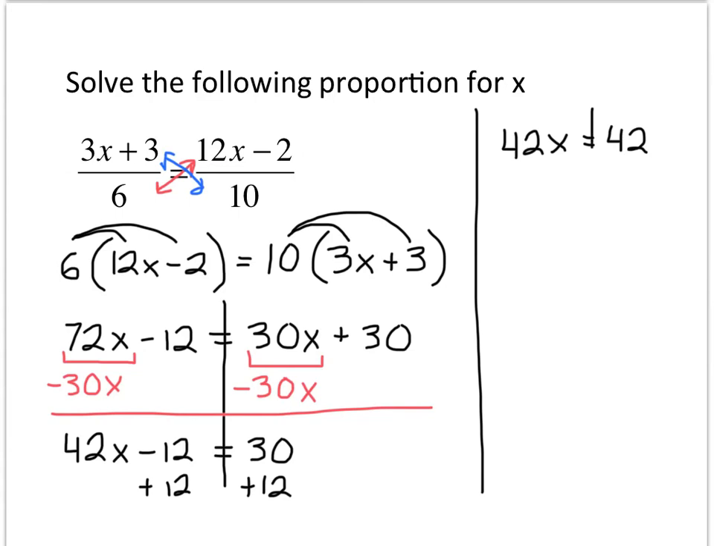And then finally, to finish solving here, the inverse of the multiplication by 42 is the division. And this actually works out pretty nicely. Both of those are simply going to divide to 1, or in other words, my solution here is that x equals 1.